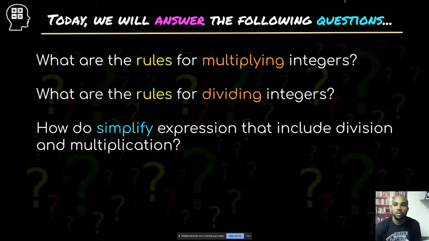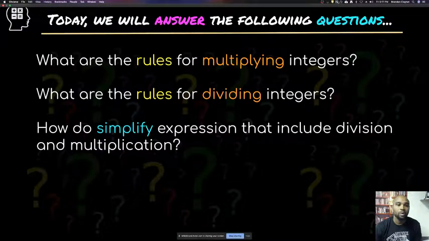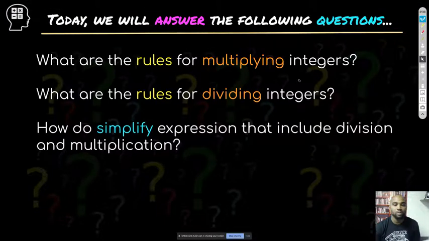So here are the questions that we want to answer. What are the rules for multiplying integers? And what are the rules for dividing integers? You'll be pleasantly surprised to see the rules once I go over it. How do you simplify expressions that include division and multiplication? So we'll also work out some problems using both to show how to do that.